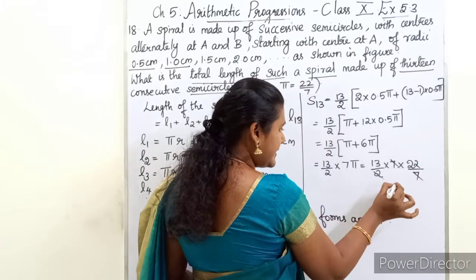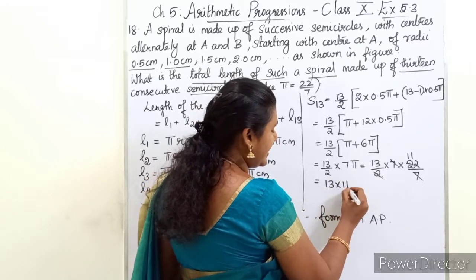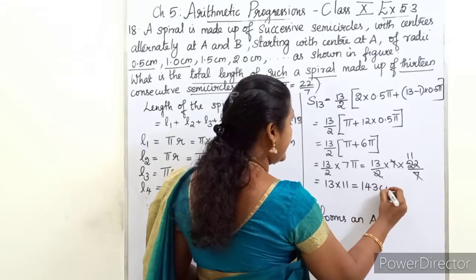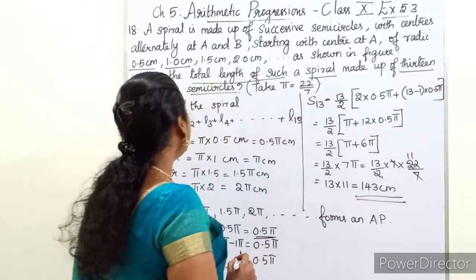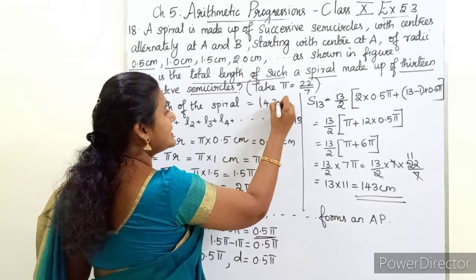So we can cancel these two. 11 times. So the answer is 13 into 11. When you multiply, you will get 143 centimeter. So actually the length of the spiral is equal to 143 centimeter.